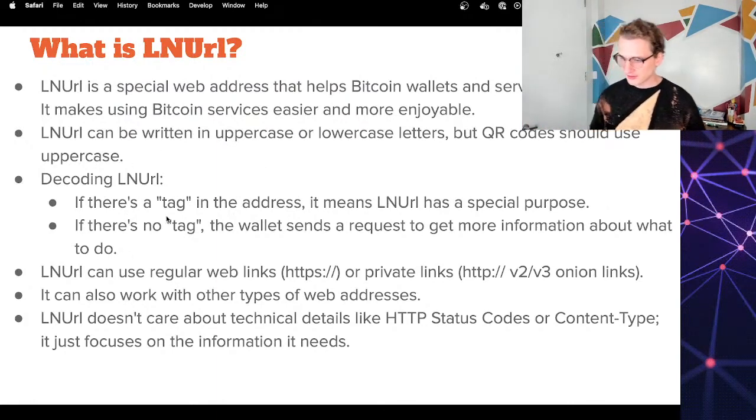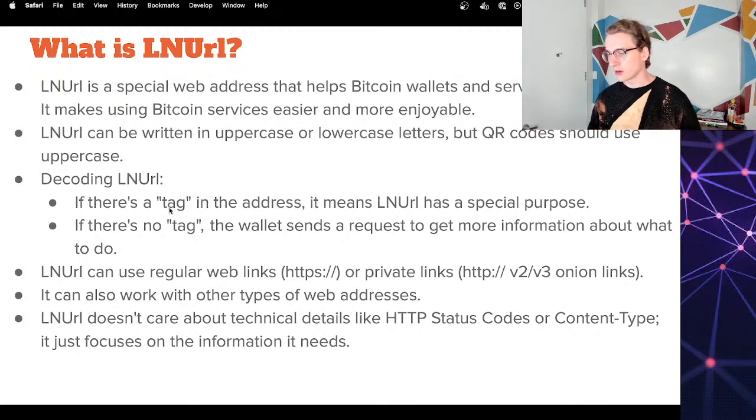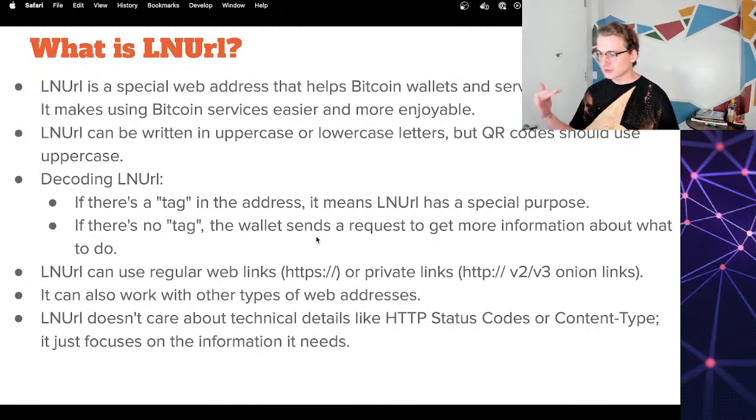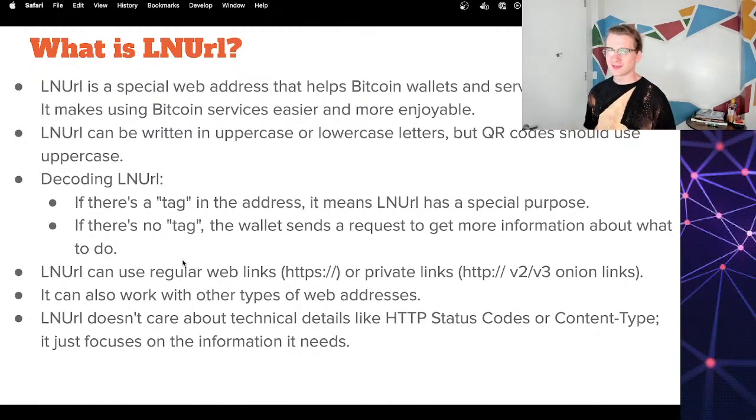So different LNURLs have tags, and the tag is kind of to say what kind of LNURL I'm scanning here, so your wallet knows. So if there's a tag in the address, it means LNURL has a special purpose. If there's no tag, the wallet sends a request to get more information about what to do. So that's kind of interesting there. I don't know how many cases that comes up in, but we're going to be using a very standard case here. I still do very standard stuff with LNURL.